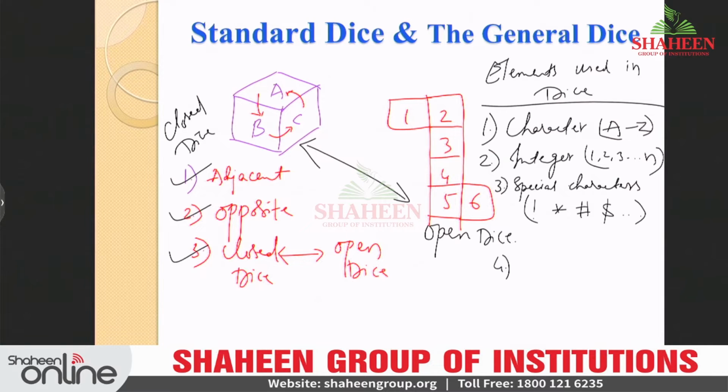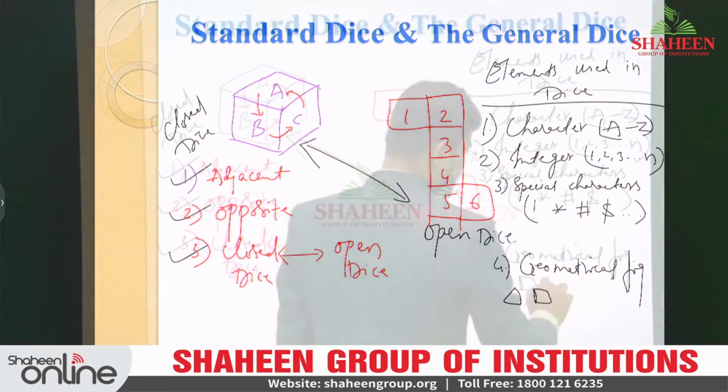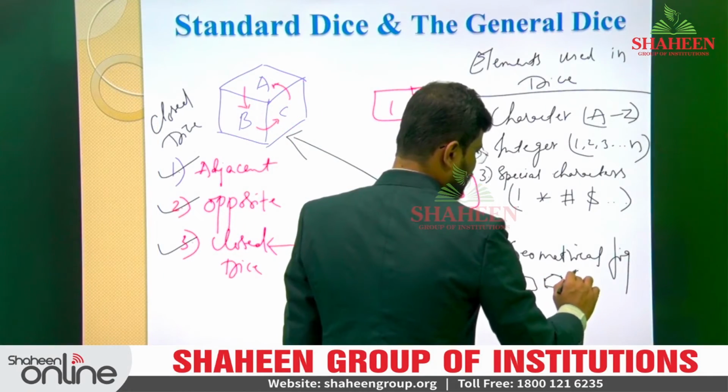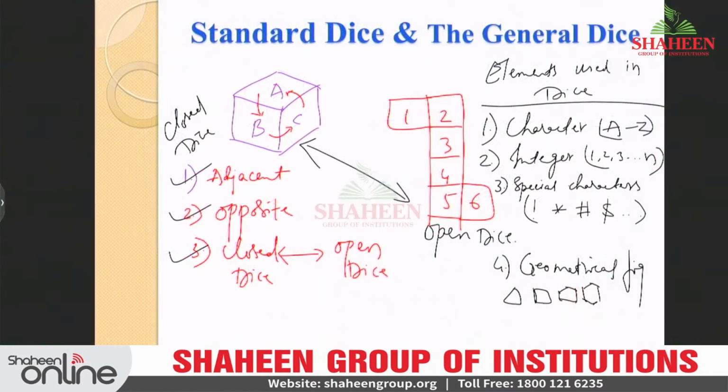And the fourth possibility is geometrical figures, like three-sided triangle, square, pentagon, hexagon, circle, and so on. They may even use numeric keypad keys like addition, subtraction, multiplication, division, and so on.